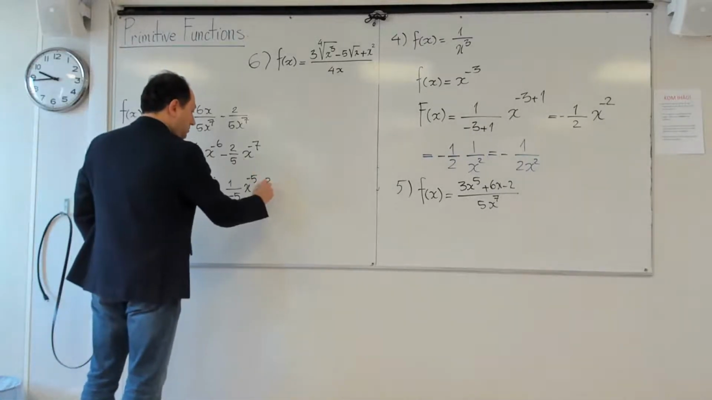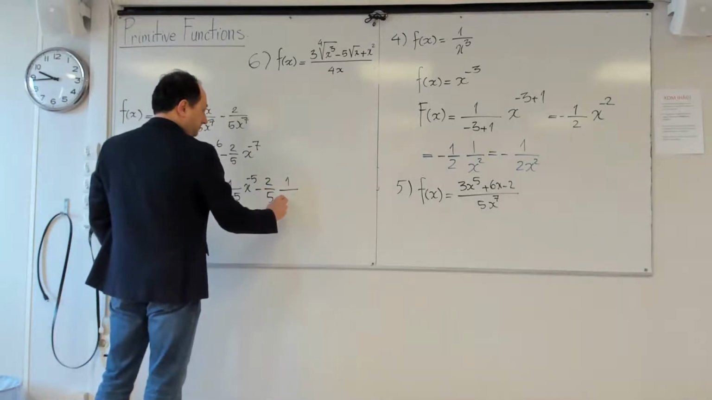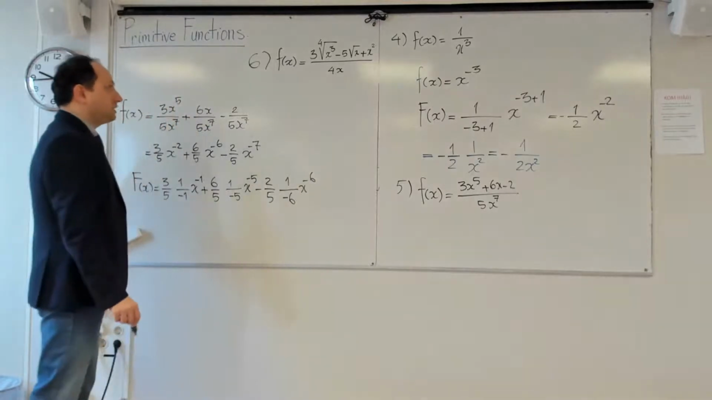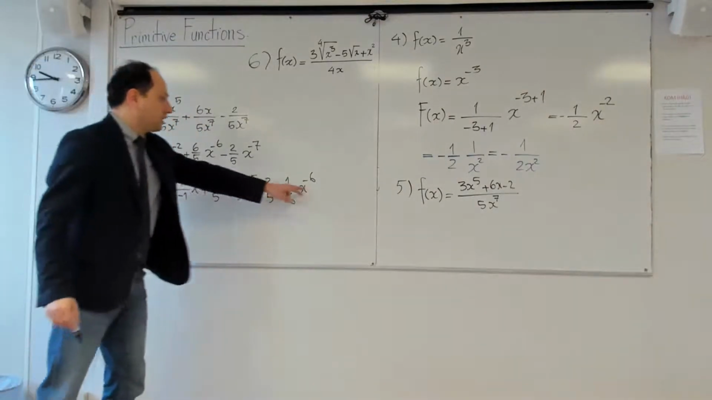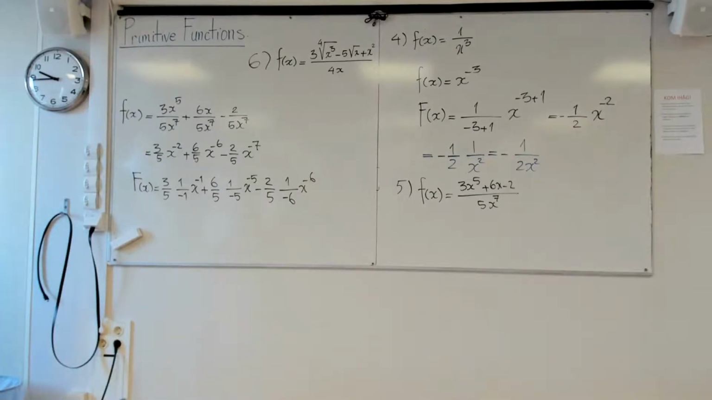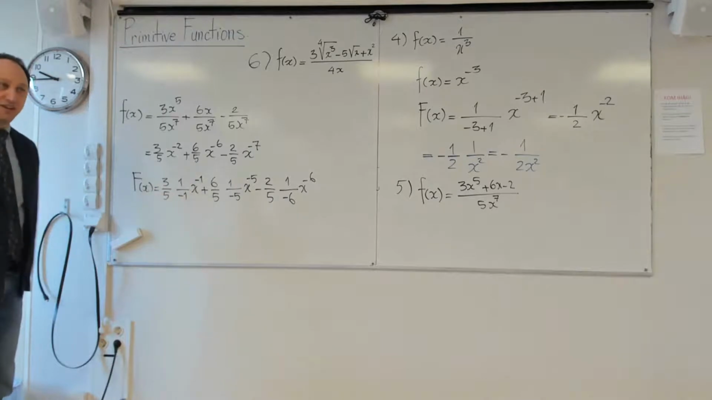And then here, minus 2 over 5 is a constant. What should I write here? 1 over minus 6, x to the power minus 6. And because it has been mentioned as a primitive function, I don't need to write C. Otherwise, I have to write it if it's all primitive functions. And then, of course, we don't leave this mess after us. We need to simplify this a little bit.